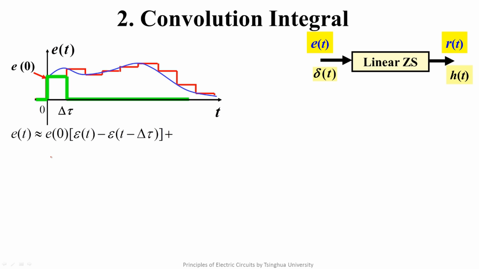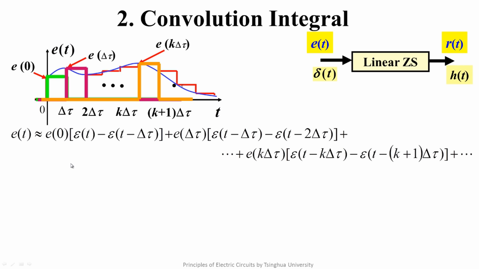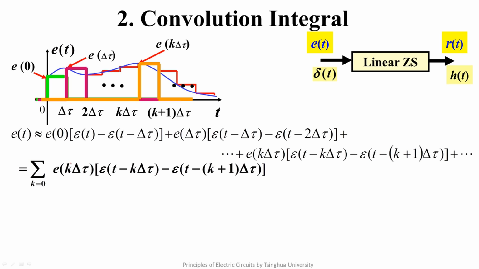Similarly, the second pulse wave is delayed delta tau, and its height is the value corresponding to its rising edge time. This is its expression. The rest can be deduced by analogy. For the k+1th pulse wave, its delay and expression are like this. So we suppose k is from 0 to infinity and write out the general expression of these pulse waves.